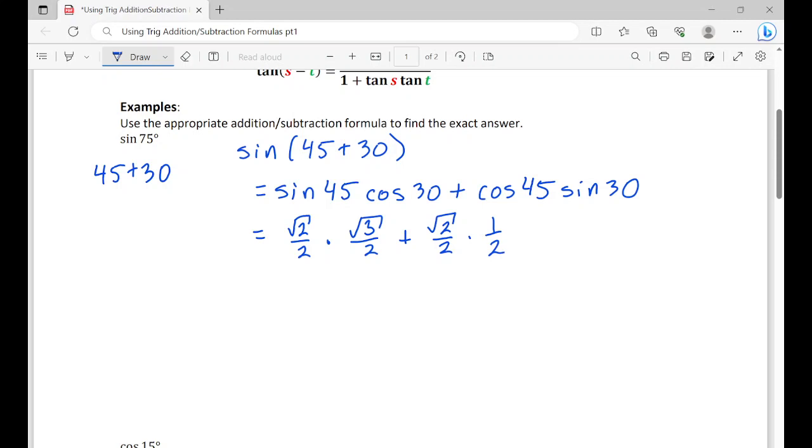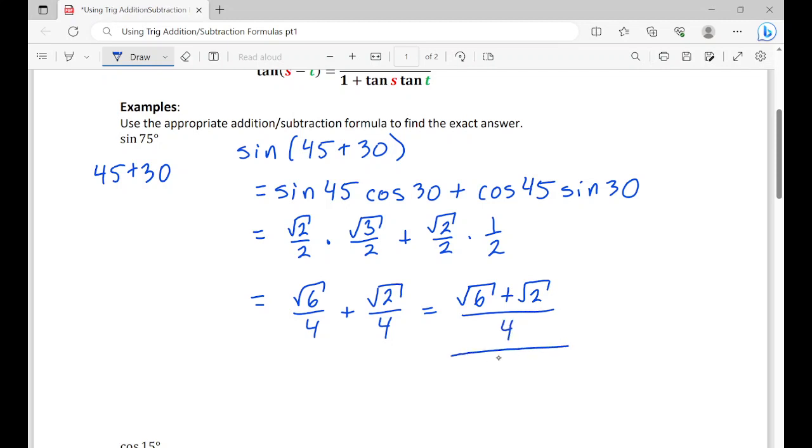And now I'm just going to multiply them together, and I'm going to end up getting square root of 6 over 4 plus square root of 2 over 4. And that's typically good, but if you want just one fraction, you can write it as square root of 6 plus square root of 2 over 4. And that would be what sine of 75 degrees is as an exact answer.